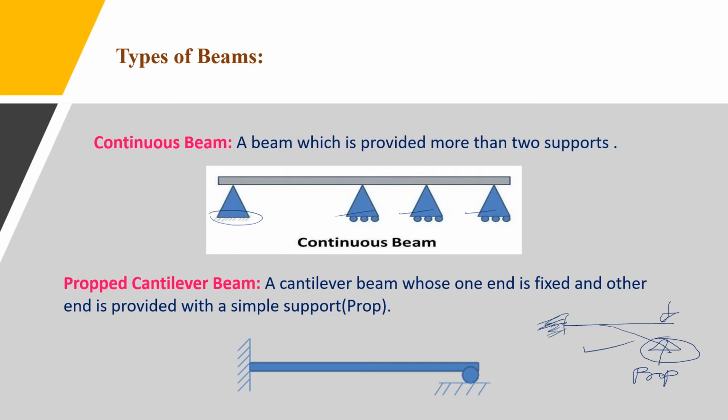Here the cantilever beam has one end fixed and the other end provided with a simple support. That simple support is called a prop. The use of this prop is to resist the bending or yielding of the cantilever beam. So this type of beam is called a propped cantilever beam.